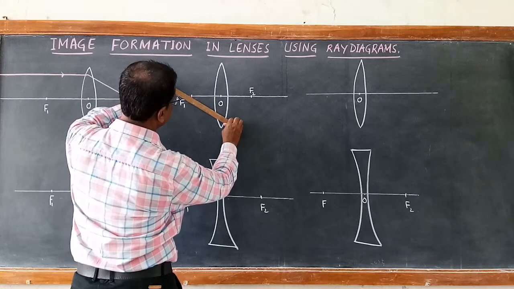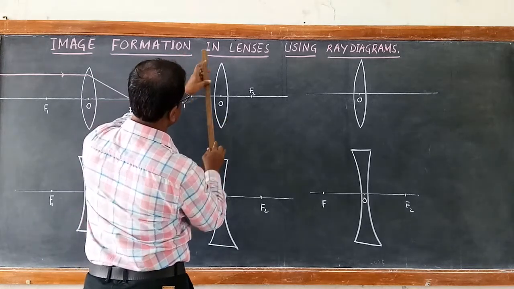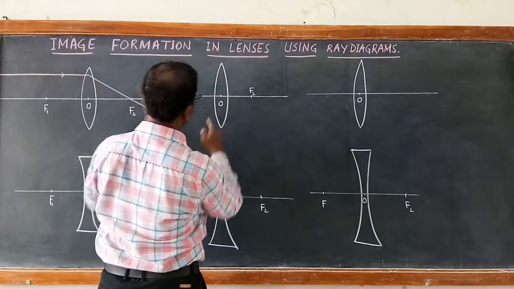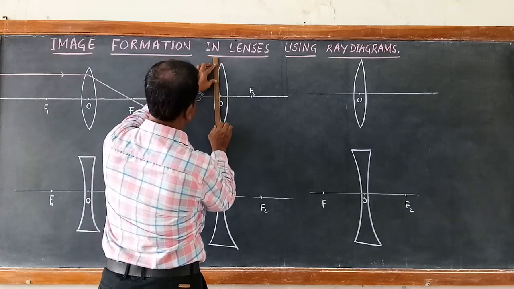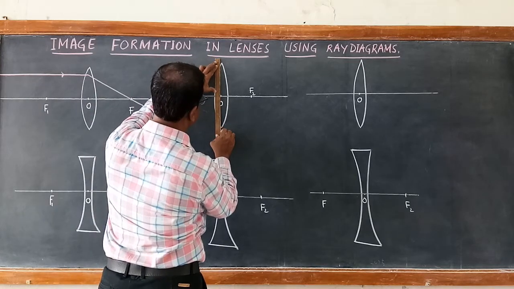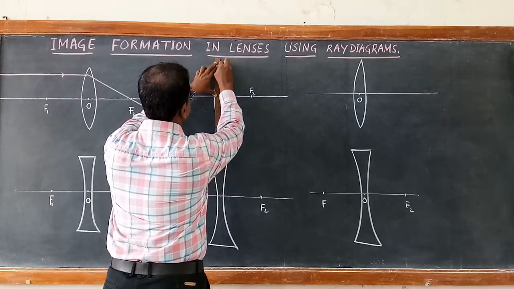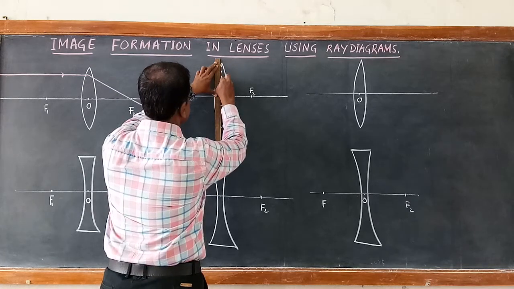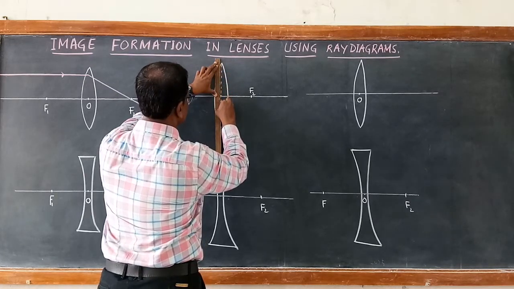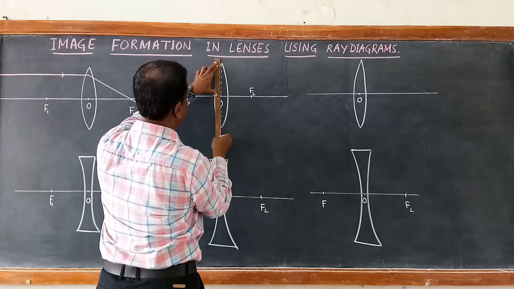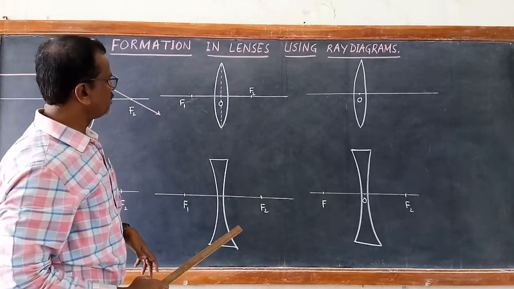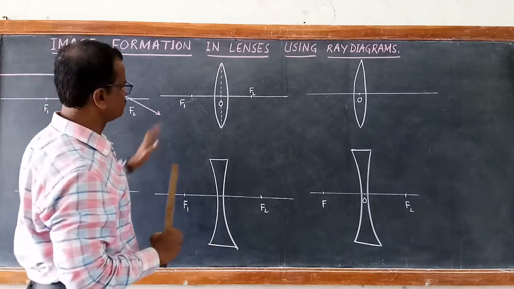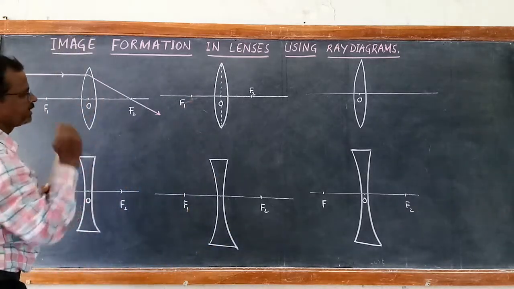Now if the ray of light is passing through the focus, this is the second one. For our convenience, we draw an optic center here, and through the optic center, you draw an optic axis. The axis passing through the optic center perpendicular to the lens is called the optic axis. This will be helpful for drawing the ray diagram.